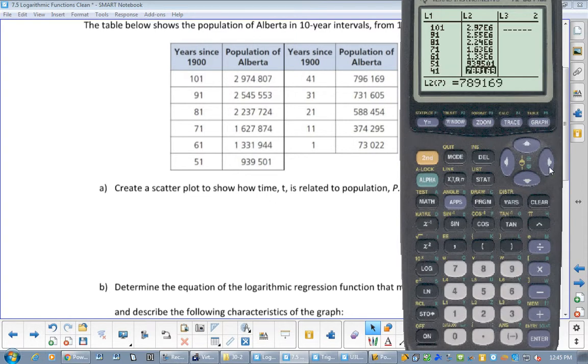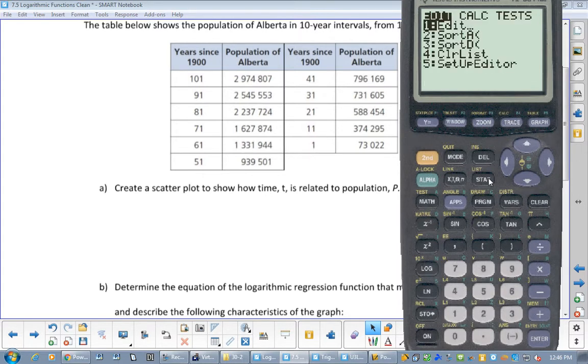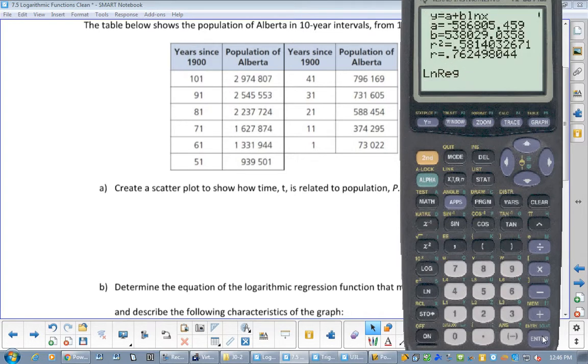Okay, so there's my one problem. 796, okay. 796,169. 731. Okay, let's try this again. Stat, calc. Okay, I want ln regression. This is so weird.